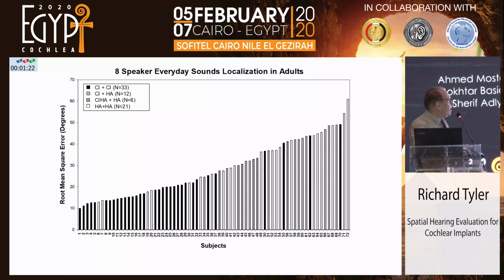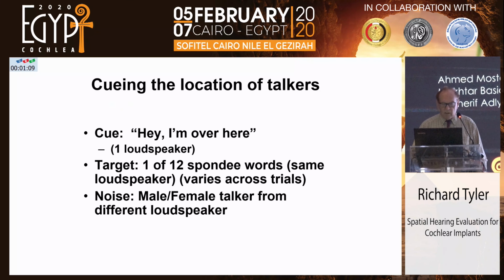This is a survey of many different subjects using 2 cochlear implants, the error rate, so they're better down here, and poor up here with 2 hearing aids or a hearing aid and a cochlear implant, the individual results.